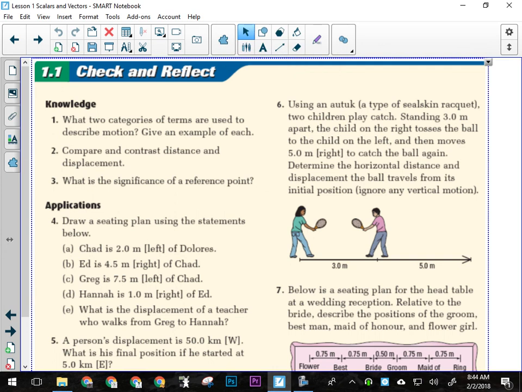So for number 6, the first thing they asked us to calculate is the total distance that this ball travels. Okay, so the ball starts right here. This is our initial position. It is first passed to this person. So that's a distance of 3 meters. That person then hits it over this person's head all the way over to here.